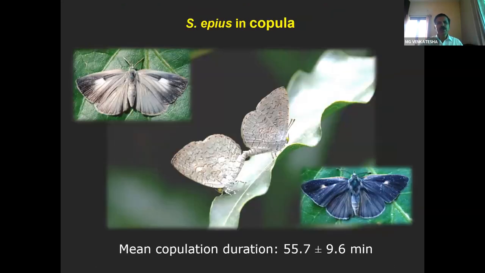You can see they are in copula, and the copulation duration is about 1 hour. After that, the female will be fertilized, and gravid females can deposit eggs on the mealybug infested pumpkins. Next slide, please.